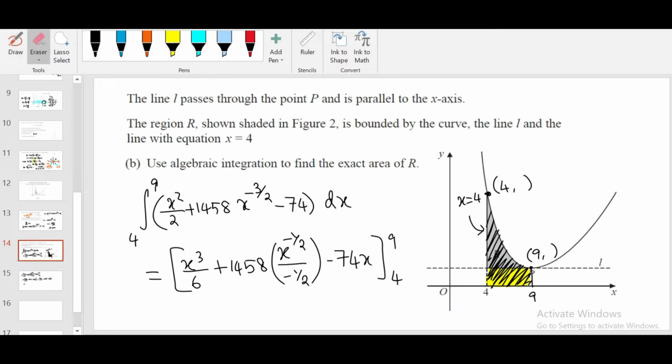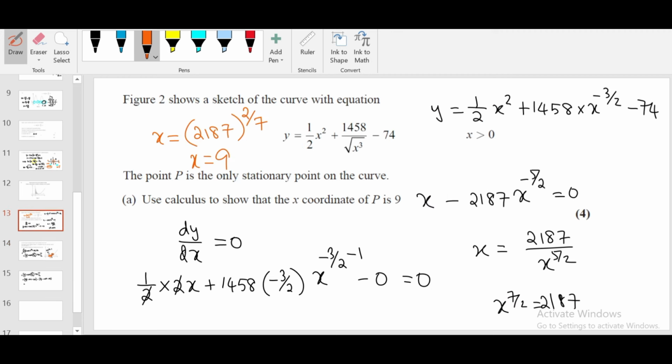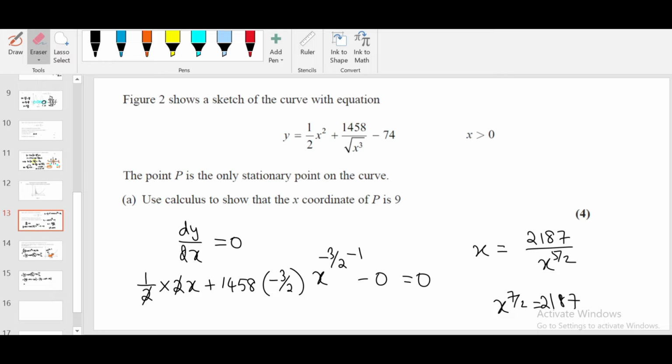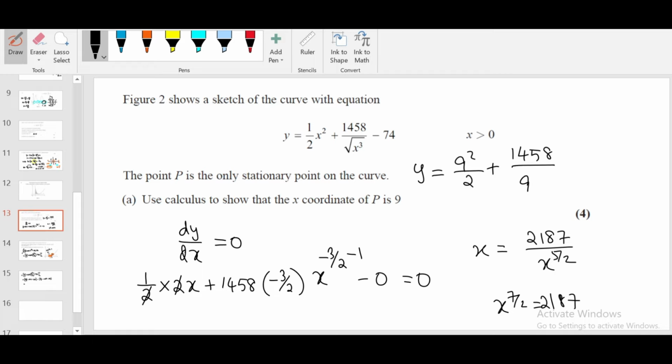Let's say we get the area, and then we need to find the area of this little rectangle. The length is 9 minus 4, 5. We need the height, so we need the y coordinate of the point P. We have the x coordinate 9, sub it into the function to find the y coordinate. So this is the function here. If you replace x by 9 into the function, y is equal to 9 square over 2 plus 1458 divided by 9 power 3 over 2 minus 74.